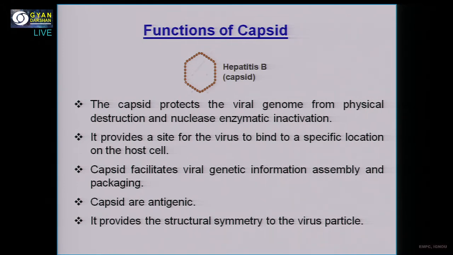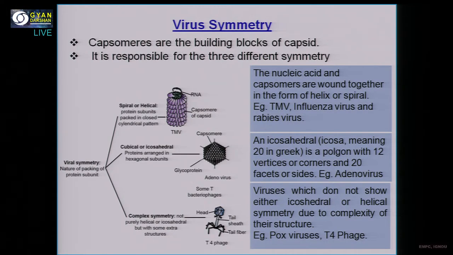It provides the structural symmetry to the virus. The various structural symmetries of viruses are icosahedral, helical, and mixed or complex symmetry, which are provided by the capsid. The capsid is able to provide different types of structural symmetry. Another thing I want to discuss is viral symmetry. The viral symmetry is influenced by the capsid.